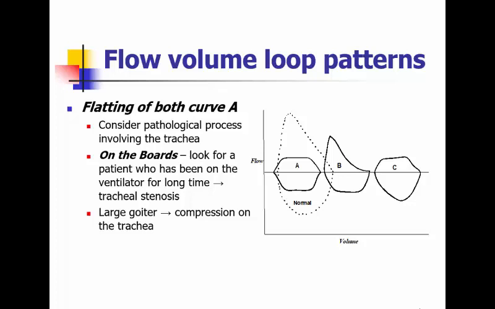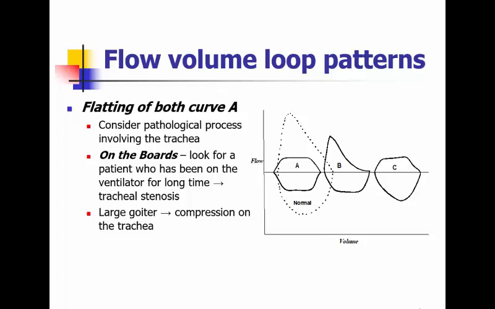Here is the normal flow volume loop. The dotted one is the normal one. However, if there is flattening of both curves, like here in curve A, we have the expiratory flattening. And by the way, this is the inspiratory and this is the expiratory part of the flow volume loop. So if both of them are flattened, inspiratory and expiratory, consider a pathologic process involving the trachea.